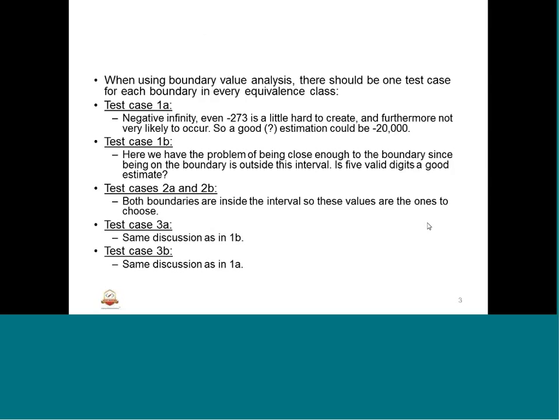So for this example, when using boundary value analysis, there should be one test case for each boundary in every equivalence class. There are about 5 test cases identified for this example. The first one is test case 1A, negative infinity. Even minus 273 is a little hard to create and furthermore not very likely to occur. That means the temperature need not be minus 273, the chances are very less. So we could give something like 50, 70 max.